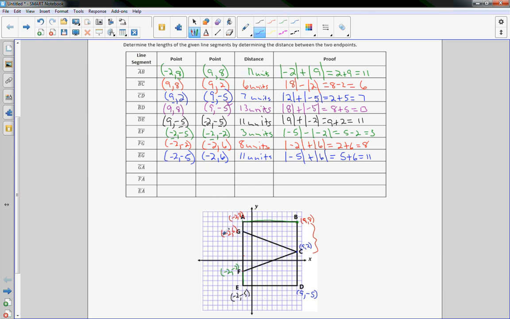GA. One endpoint is G, which is -2, 6. And A is right above it here, -2, 8. The X values are the same, but the Y's are different. They're both positive, so we're going to subtract. So it's going to be the absolute value of 8 minus the absolute value of 6, which equals 8 minus 6, which equals 2. So that is 2 units.